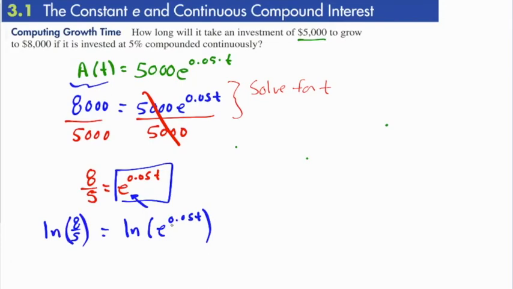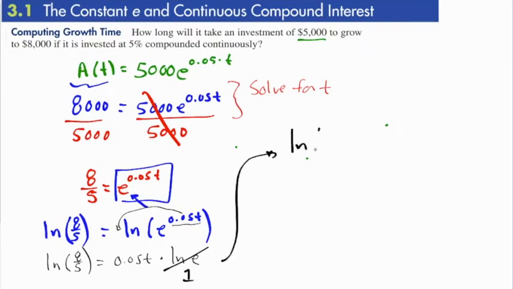From here, we can use our log properties, which say that we can use the power property to move this out in front. ln of 8/5 is equal to 0.05t times ln of e. And because ln has base e, this is going to be equal to 1. And we now have ln of 8/5 equals 0.05t. We want to isolate the t variable, so we will divide both sides by 0.05.